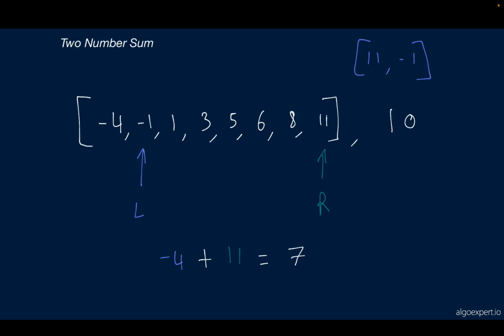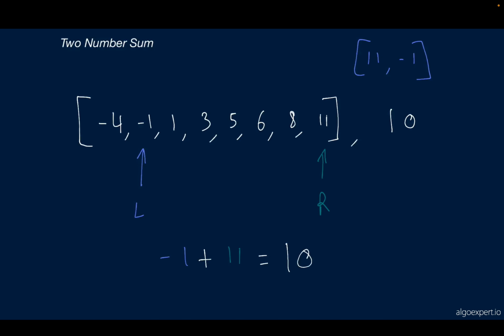And so if we move the left pointer to the right, then we get this -1. So we can update our sum to be -1 plus 11 equals 10. And now we have our actual answer because 10 is equal to 10. But now, let's try to come up with a different example to make this more interesting.